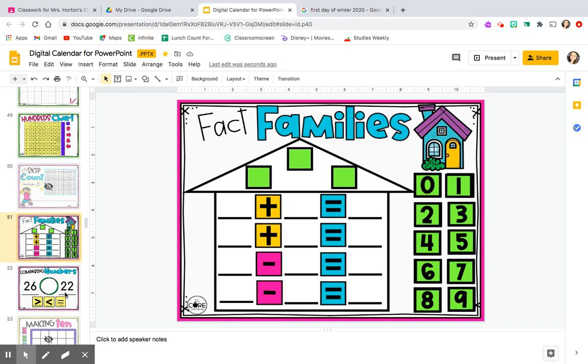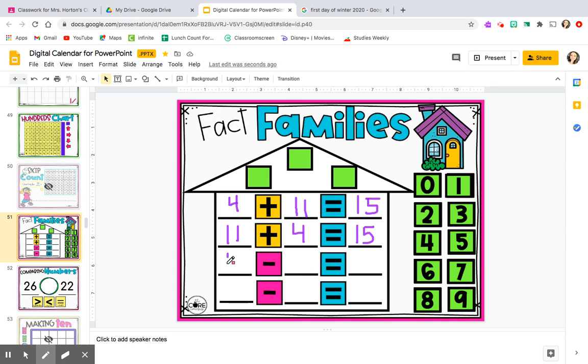All right, let's do our fact family. Let's do the number 4. And let's do the number 11. So if Miss Horton gave you 4 pennies, and then I gave you 11 more pennies, you would have 15 pennies. If Miss Horton gave you 11 pennies, and then I gave you 4 more pennies, you would have 15 pennies.